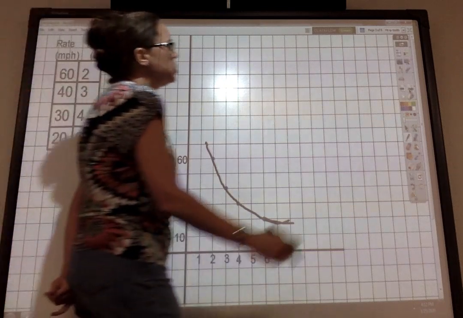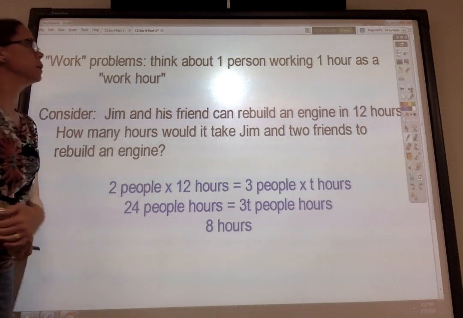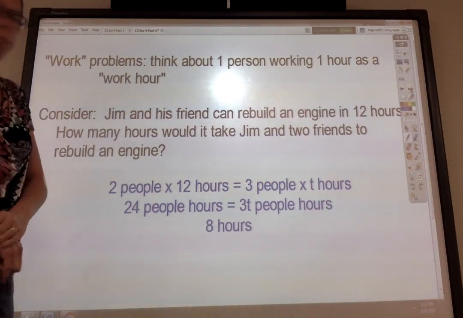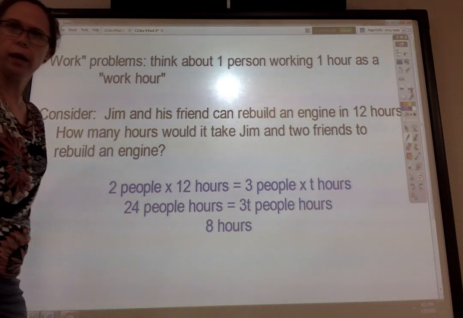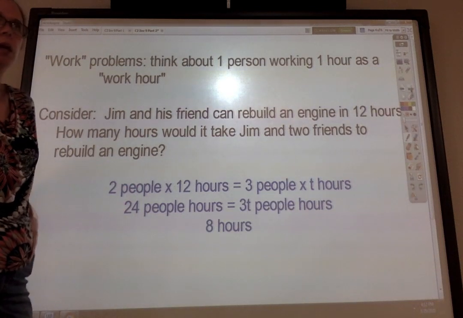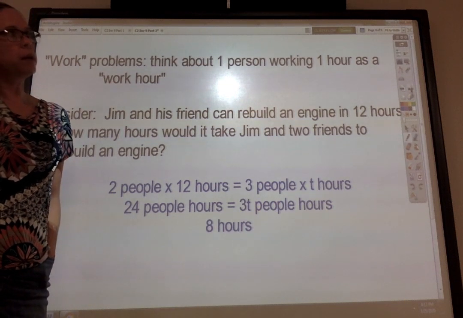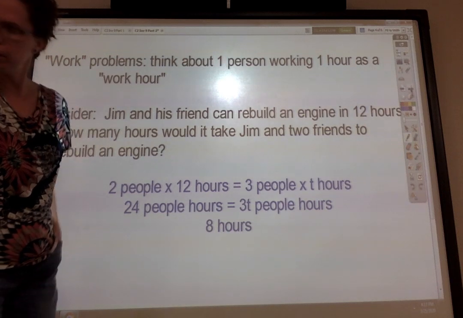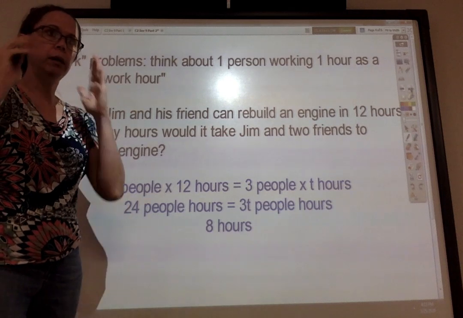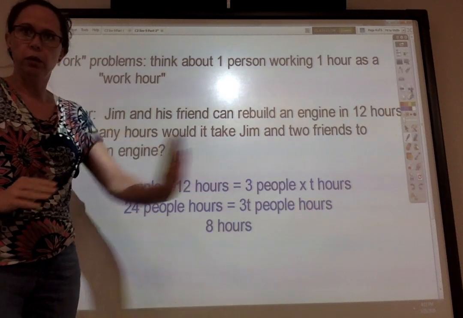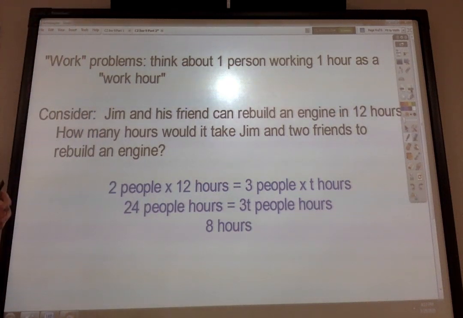Now that takes us into problems with work. Okay? Work problems. When we think about work problems, we think about one person working 1 hour. We would consider that a work hour. Now if you end up being a business owner when you're an adult, you will consider things like this when you try to figure out how many people to assign to a particular job based on how long that job takes. So think about a situation like this.